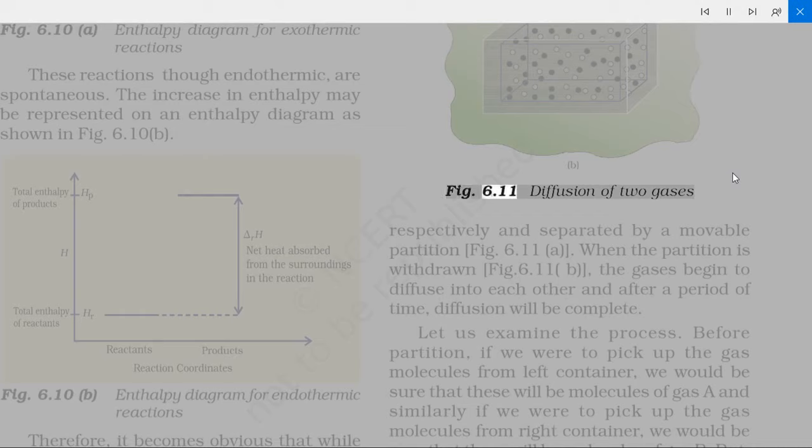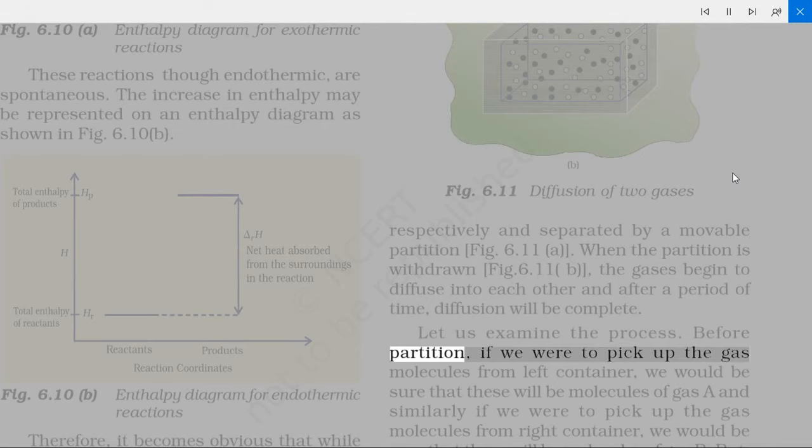Fig. 6.11 Diffusion of two gases, respectively, separated by a movable partition. Fig. 6.11 A. When the partition is withdrawn. Fig. 6.11 B. The gases begin to diffuse into each other and after a period of time, diffusion will be complete. Let us examine the process.